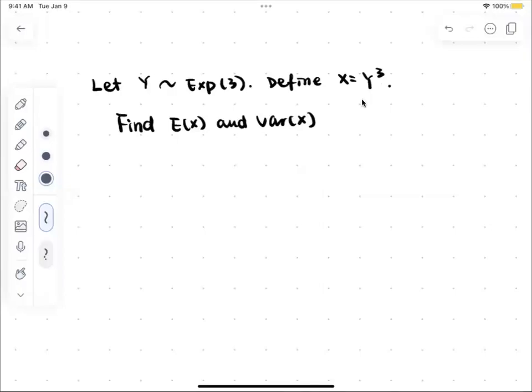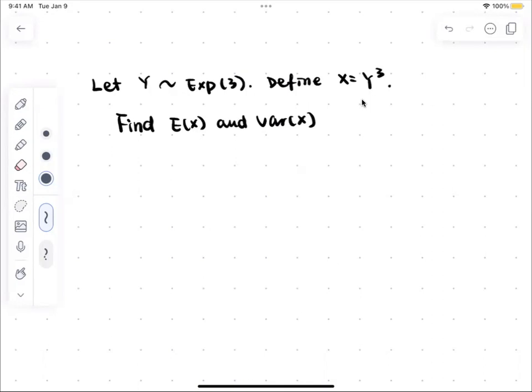I'm going to introduce an integration shortcut for the exponential distribution in 120A. If you know the shortcut, you can avoid integration by parts in probably like 95% of the cases. So let's begin. I have a problem here.